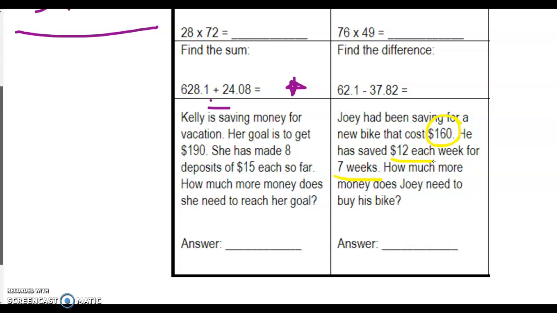So what am I going to need to do? Right, I need to multiply. So I'm going to multiply the $12 times how many weeks? 7. Figure that out. And then if it says how much more money does he need to get to this goal, I'm probably going to do the same thing that I did here yesterday, which was subtract, right?